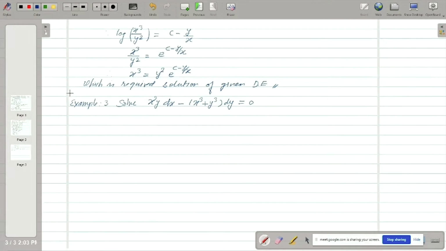This is a simple exercise for you. So please do this problem at your home. This is HW, that is homework. Now let us begin the next rule. Rule number 2, or you can say method number 2. So what is rule number 2?